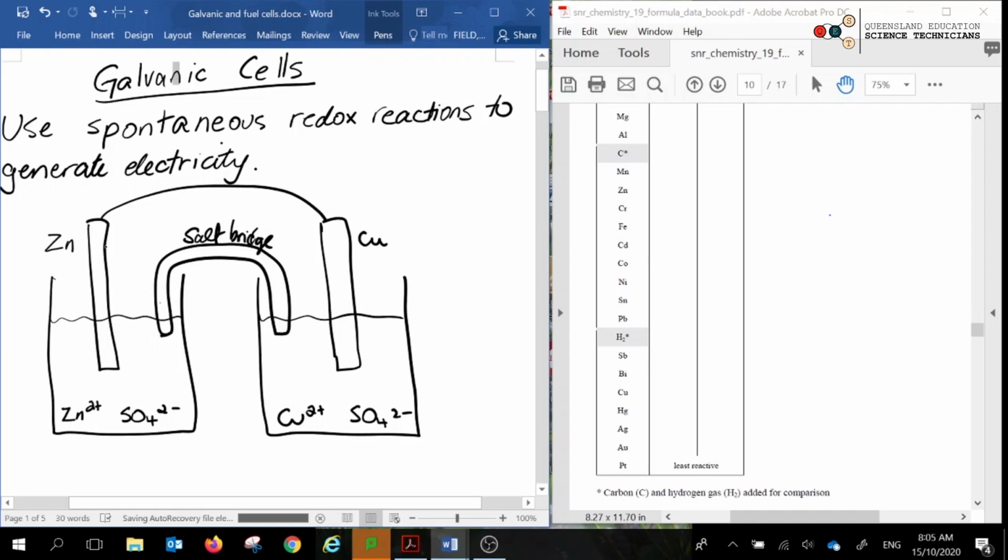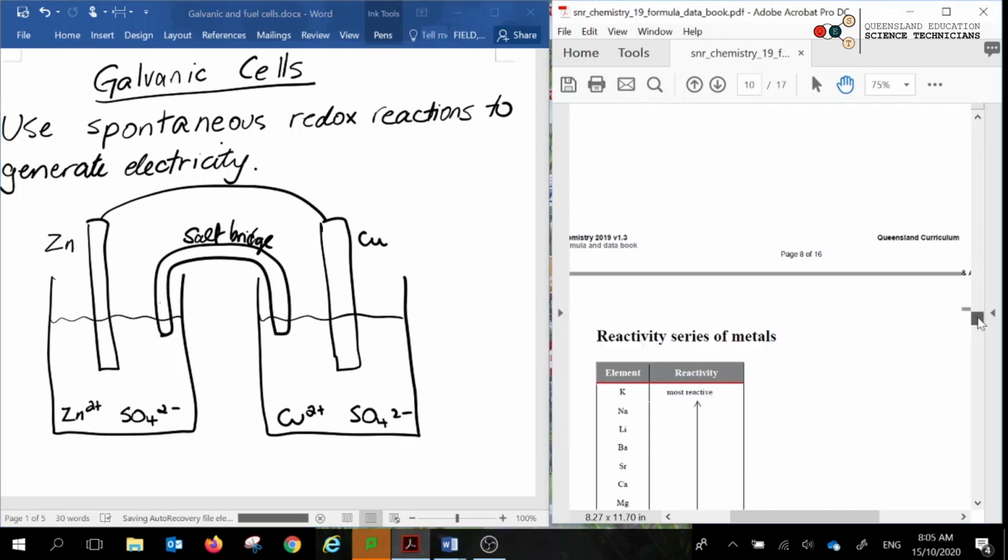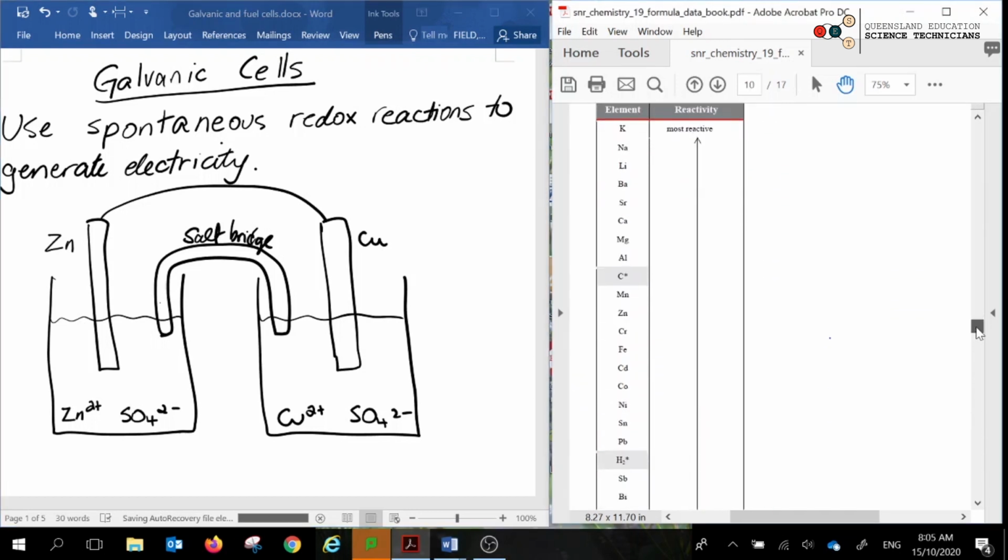So in our galvanic cell, we've got to work out which one is the anode that is oxidized and which one is the cathode that is reduced. We can do that in a couple of different ways. We can look at our reactivity series, out of our data booklet. We're looking for the two metals of our electrodes, zinc and copper.